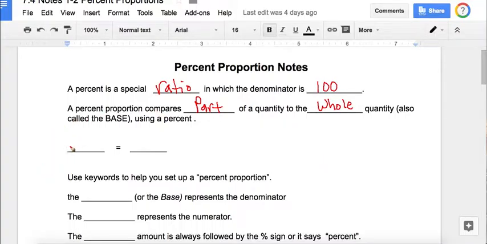So here's what the equation looks like. Part over whole equals percent out of 100.